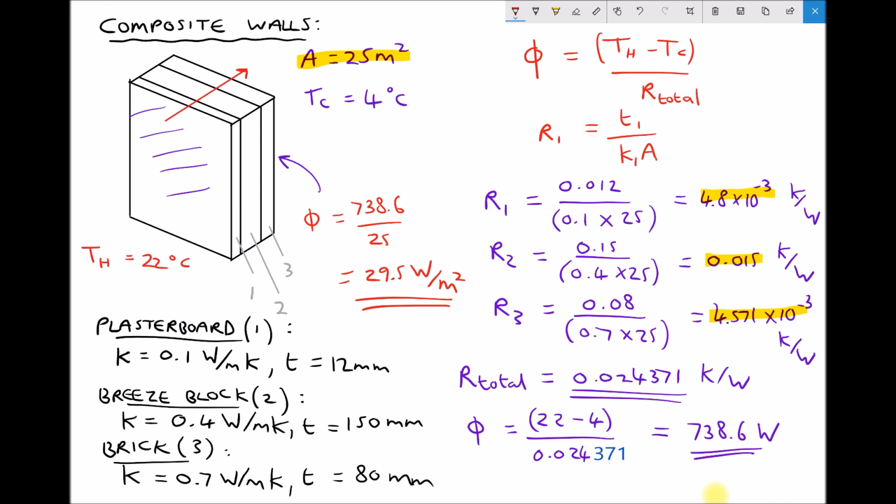So for every metre squared of wall space that we have, we're losing 29.5 watts or 29.5 joules worth of energy every second. Now, if the example hadn't given us an area and had just asked us to calculate the rate of heat transfer per metre squared, then all we would need to do is replace this area here with 1, or in effect it disappears.